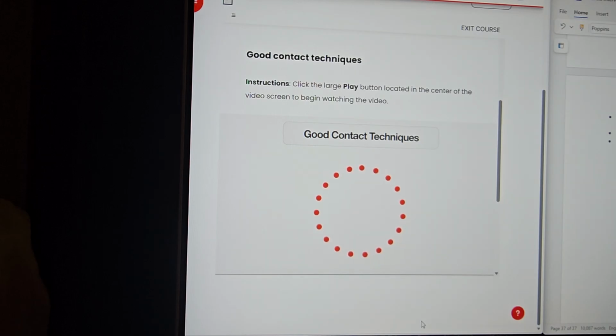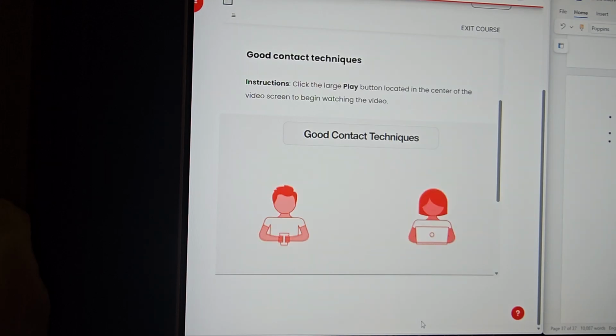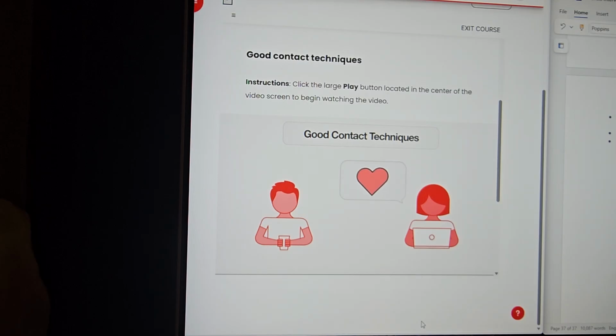These are methods of communicating we've developed from research and our data. Good contact techniques are conversational tools that help us frame our thoughts and support. Each good contact technique is a way to show texters we're empathetic and we care about them and their experiences.